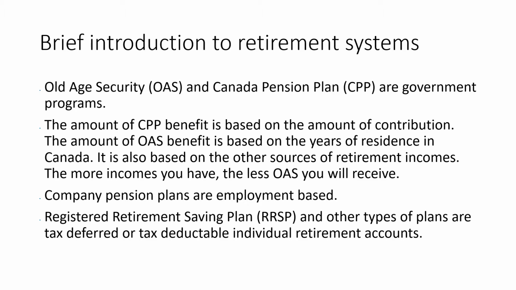Brief introduction to retirement systems. Old age security and Canada Pension Plan are government programs. The amount of CPP benefit is based on the amount of contribution. The amount of OAS benefit is based on years of residence in Canada. It is also based on the other source of retirement incomes. The more income you have, the less OAS you will receive.